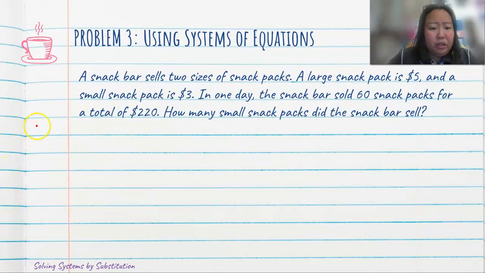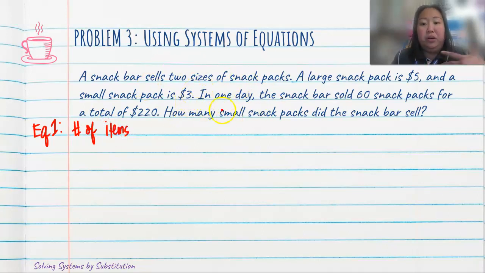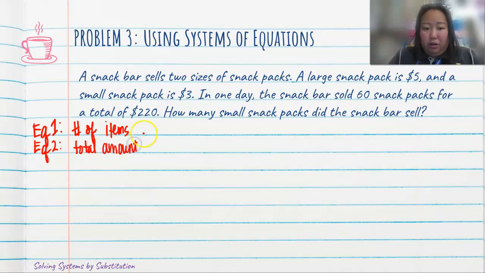All right. Equation number one, okay. Equation 1 is about the number of items. Okay, so in our case, how many were the items sold? How many snack packs were sold all in all? And then usually your second equation is going to be the total amount. Okay, the cost. All right, that's what you will be working on.